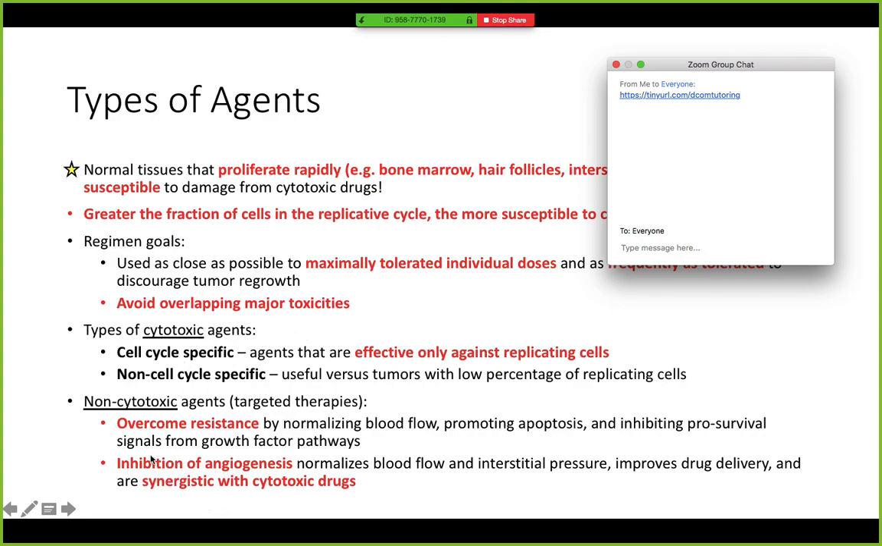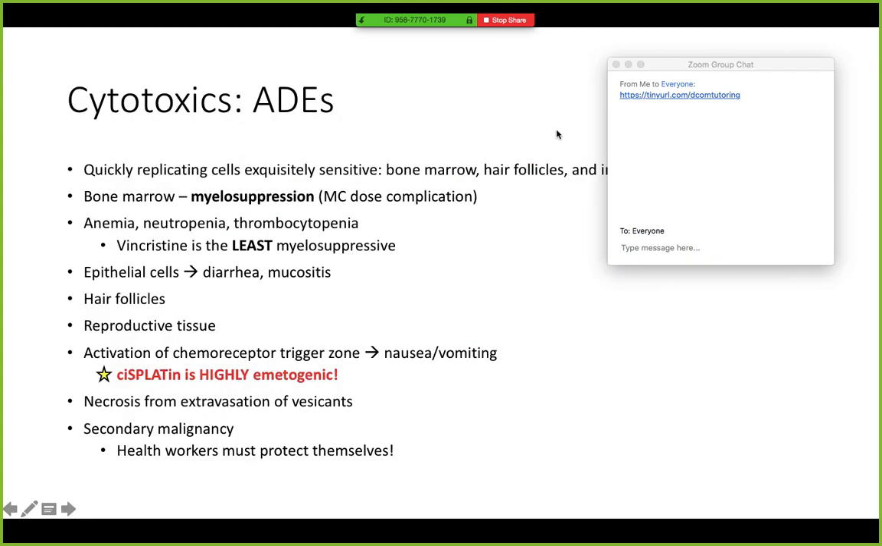And this fact that they inhibit angiogenesis, she brought that up a couple different times, so I would definitely pay attention to that.